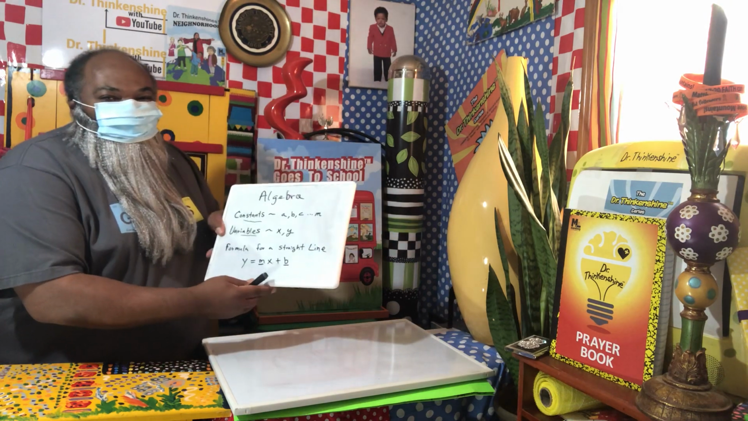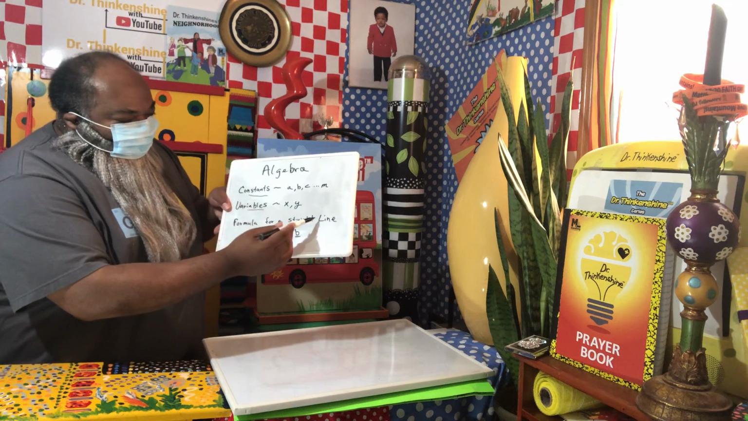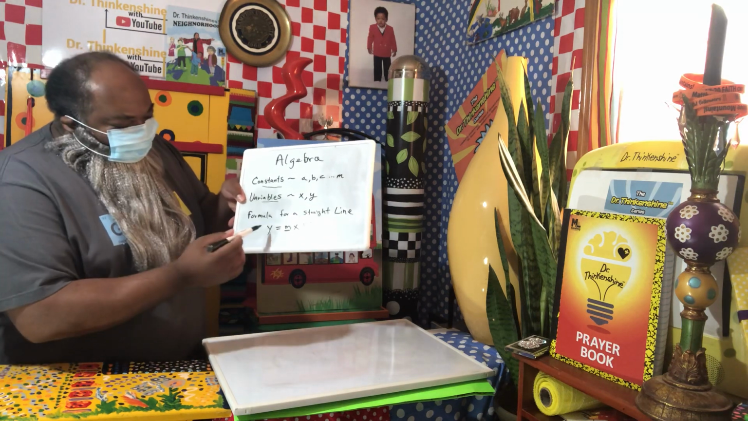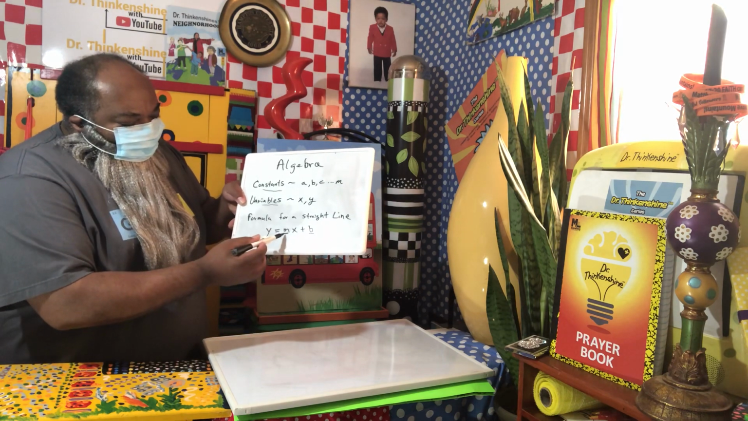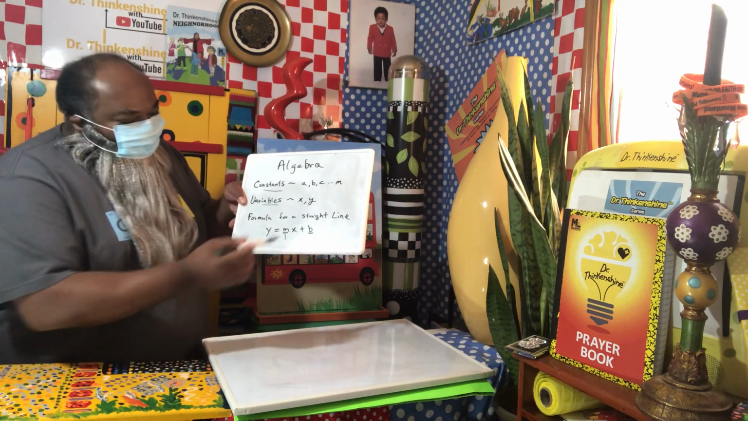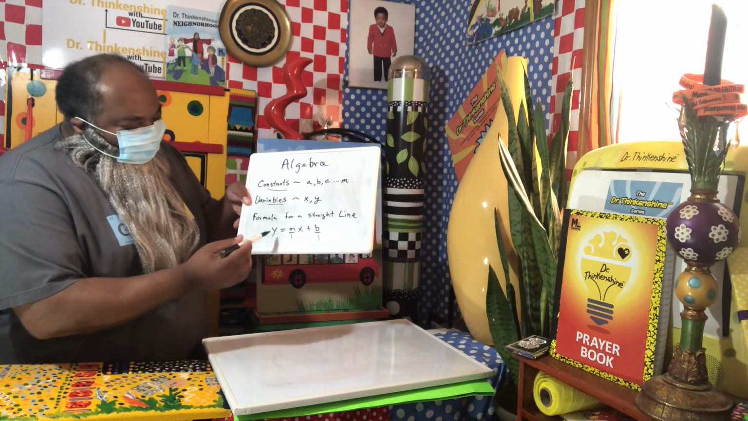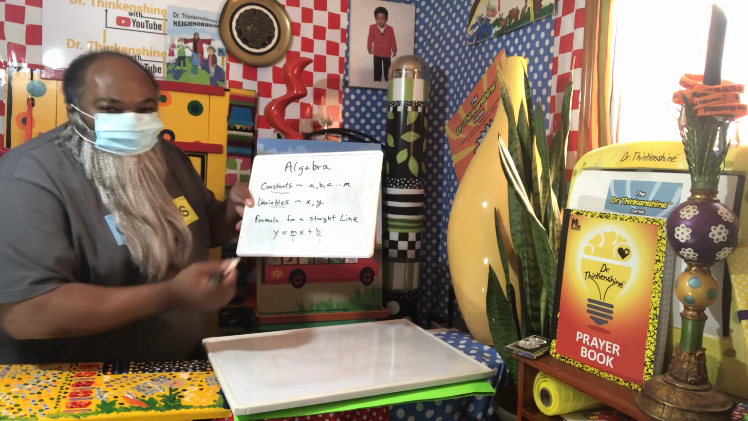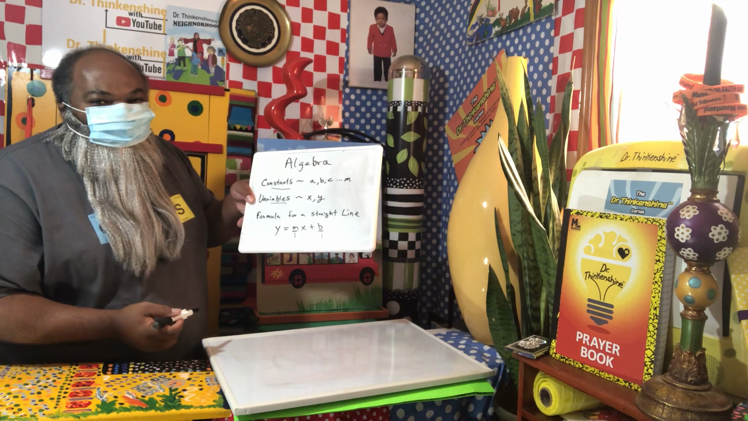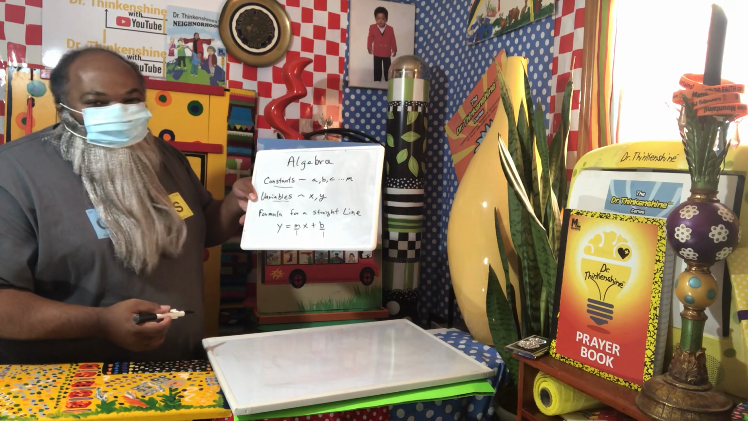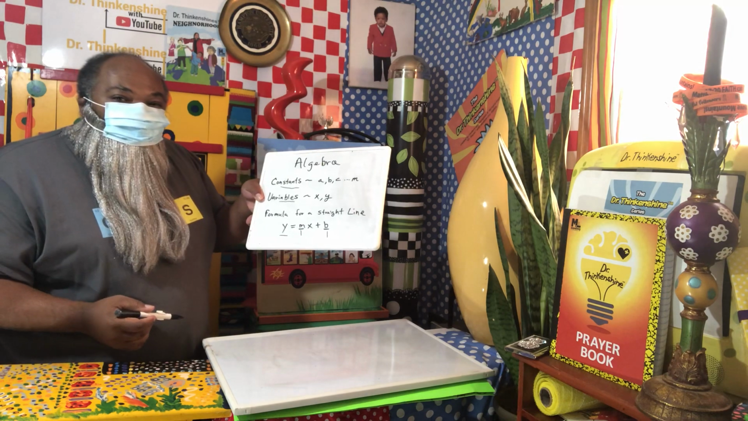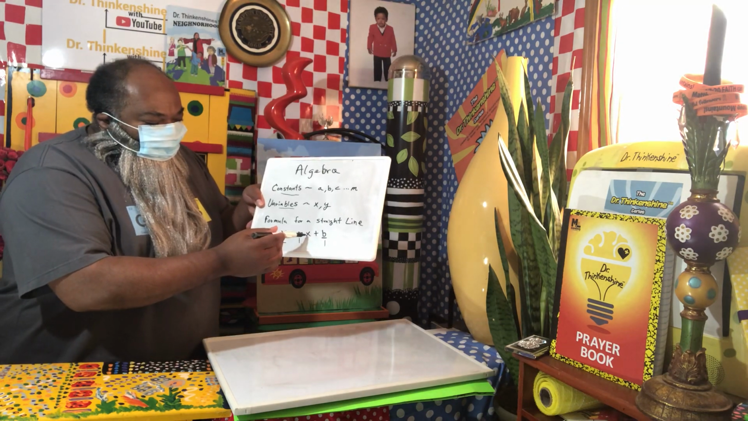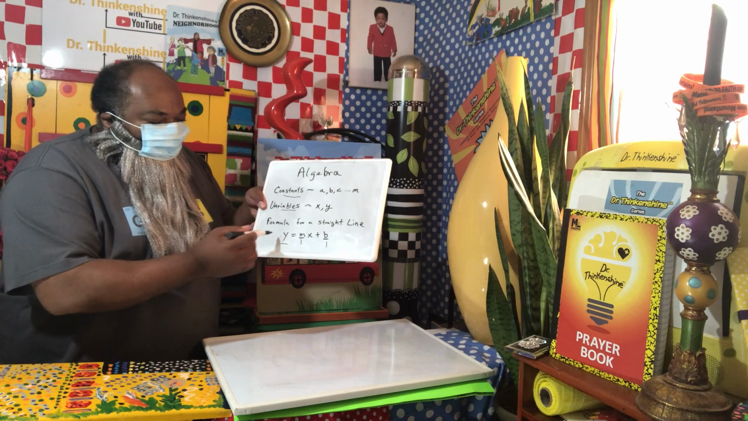Now, a formula for a straight line in algebra is y equals mx plus b, where m is a constant, b is a constant, and y and x are your variables. And usually most formulas are solved with respect to y, whereas you input a number for x and you get a y.